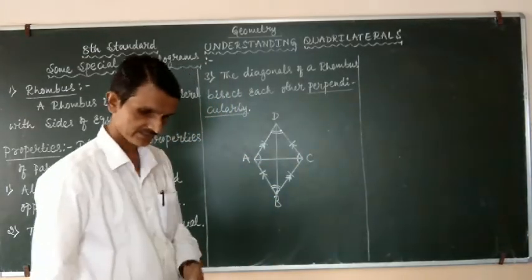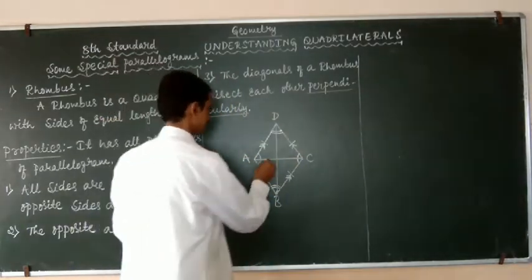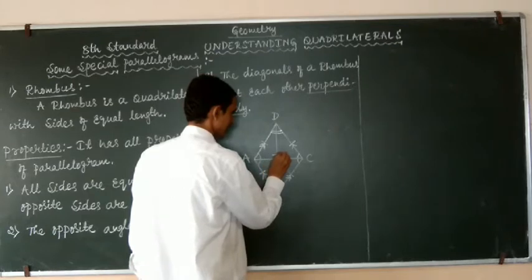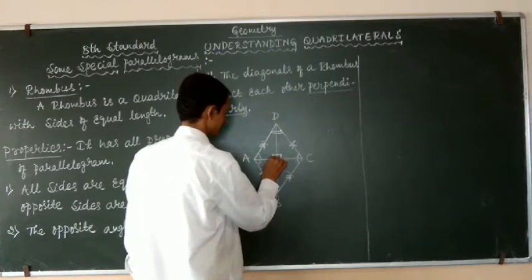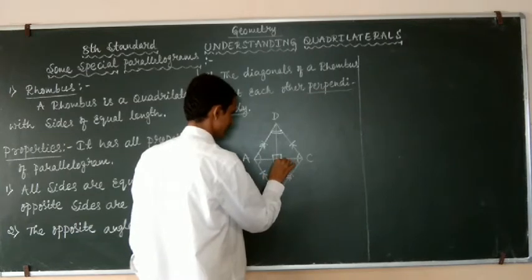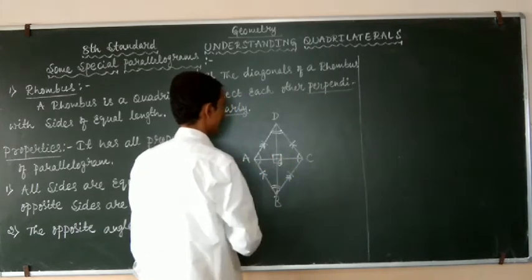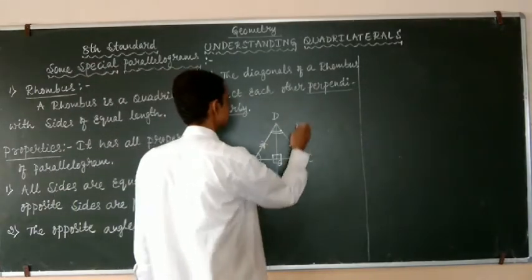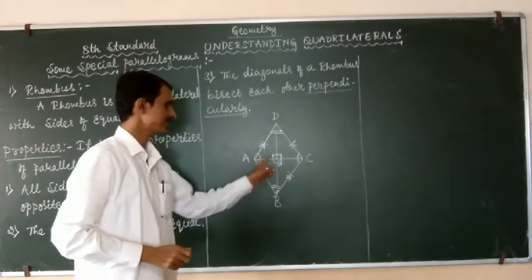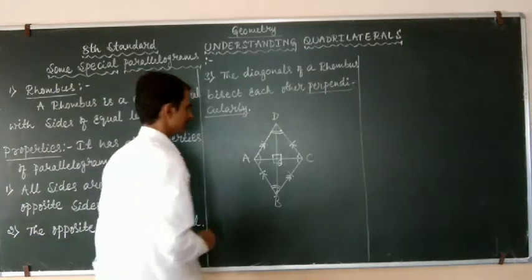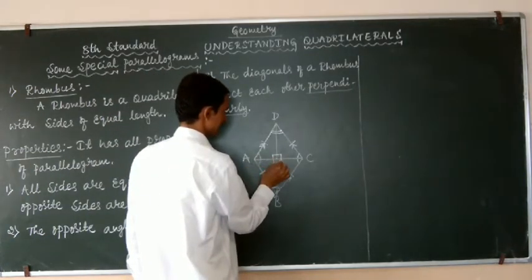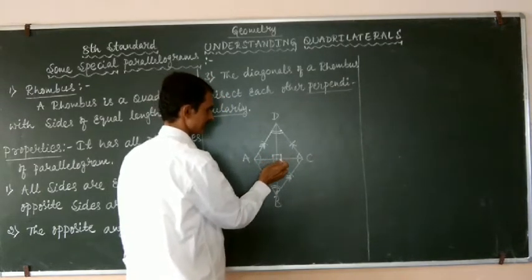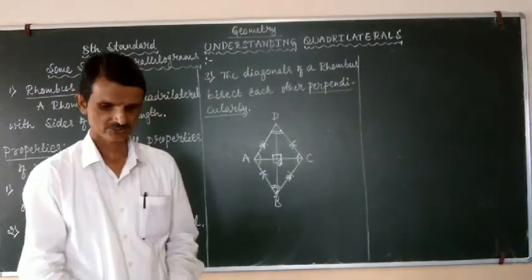If you observe these two diagonals, they intersect at a point O. Here they make a right angle, that means they form an angle of 90 degrees. Therefore, these diagonals bisect each other perpendicularly, making an angle of 90 degrees on either side.